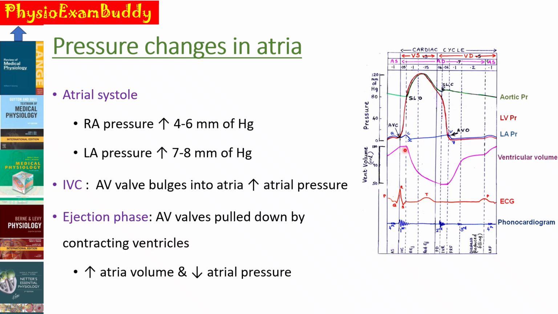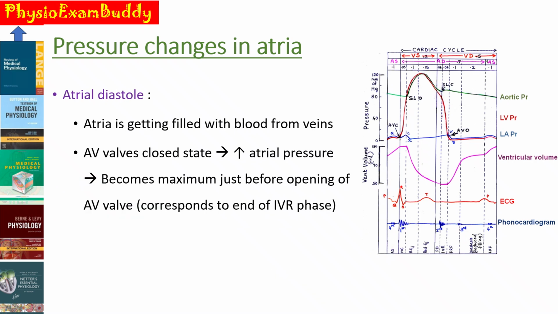And after this, during the ejection phase, the AV valves will be pulled down by the contracting ventricles, and this will increase the atrial volume and decrease the atrial pressure. Next, we will see what happens during the atrial diastolic phase.